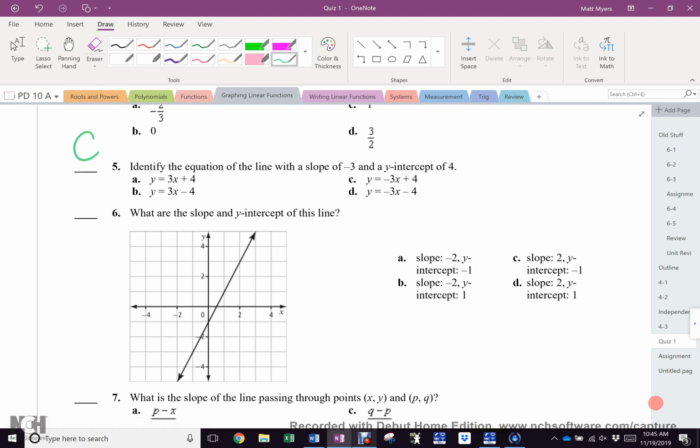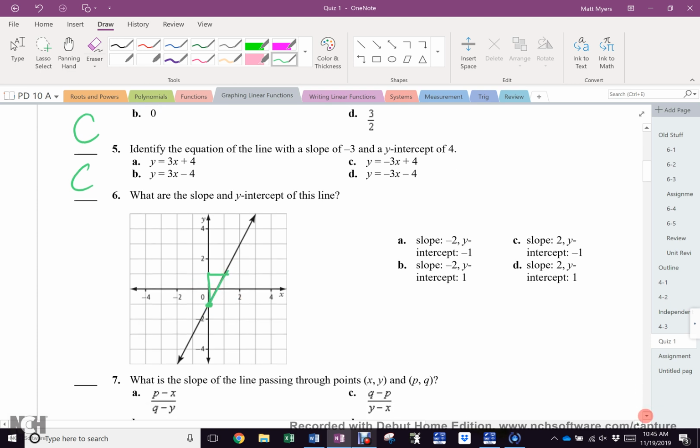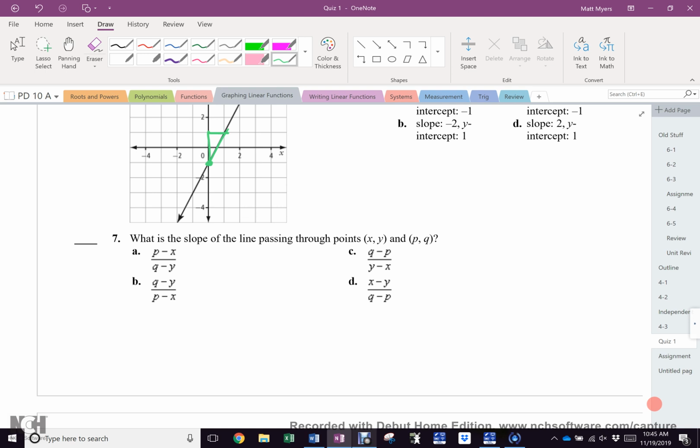Slope and y-intercept of that line. I heard different answers. What is the answer? C. Y-intercept of -1, up to over 1. Positive slope. Number 7. So difficult, except it's not. Because one of them is X, one is Y, the other one is the other one. So which is it? Q minus Y and P minus X? Yes, indeed.